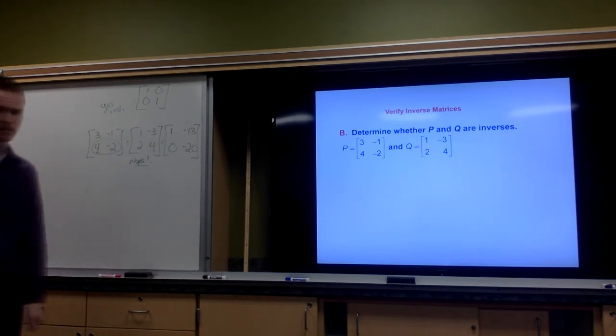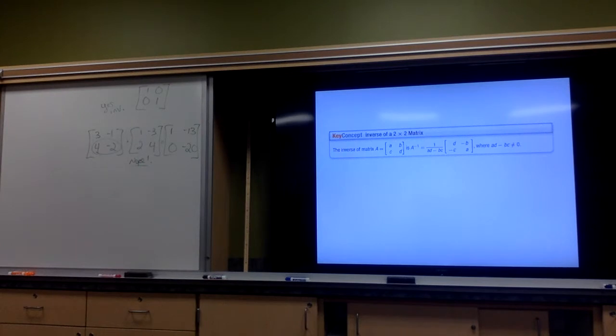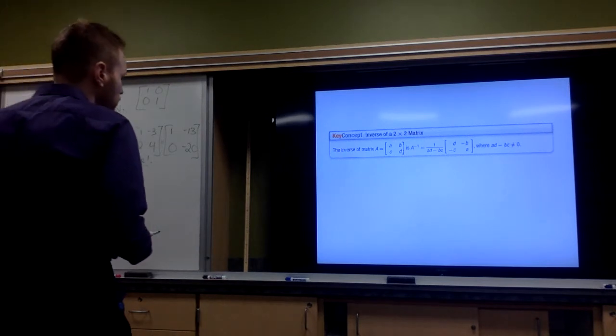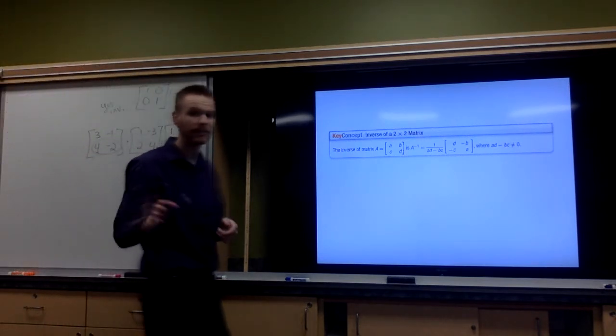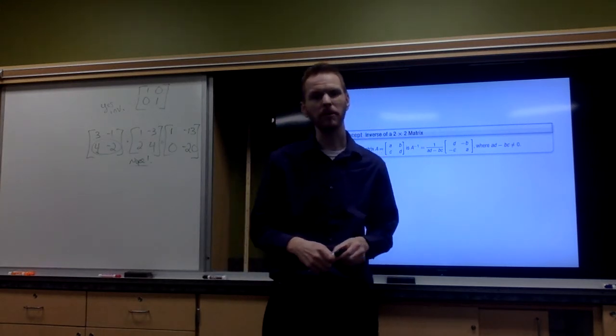I have a couple more examples in the notes if you want to take a look at them, but that's as far as we're going to go for this video. Okay? All right. Now, how do we find the inverse of a matrix? We know how to test it. The test is just multiply. But how do I figure it out?